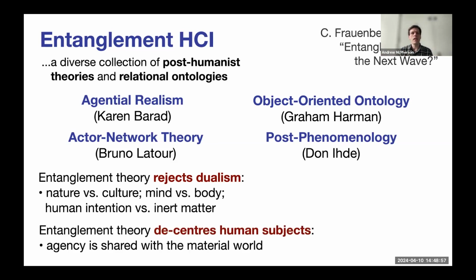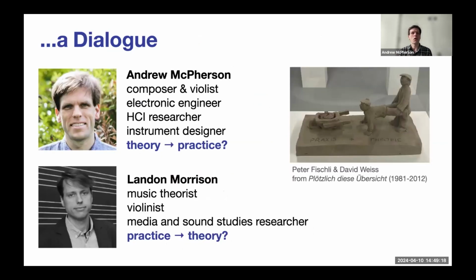We also find that entanglement theory, in its relationality, has a way of decentering the human. Human subjects are no longer the center of every single story. Agency is something that can be shared with the material world in a flexible and enacted sort of way. So in this paper that Landon and I wrote, we structure this as a dialogue.